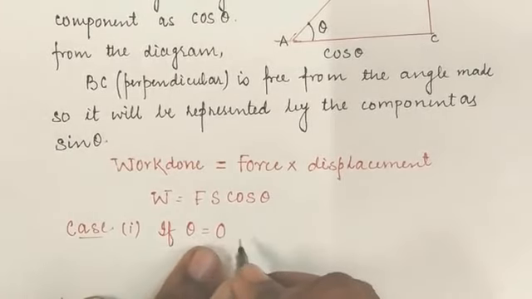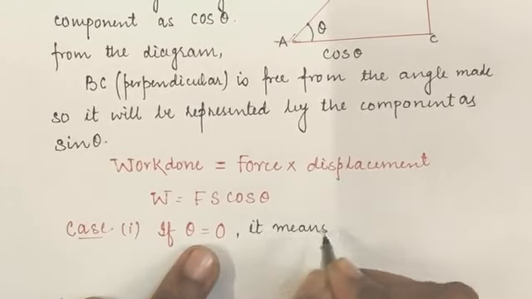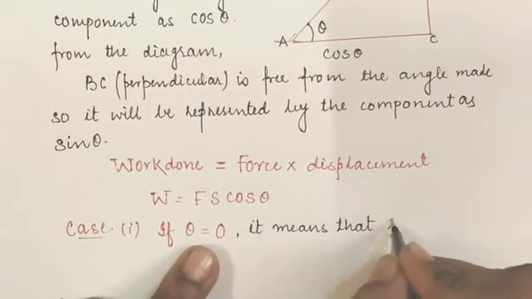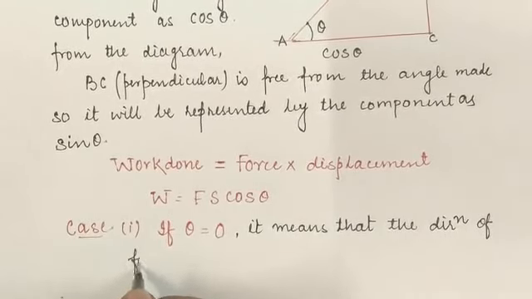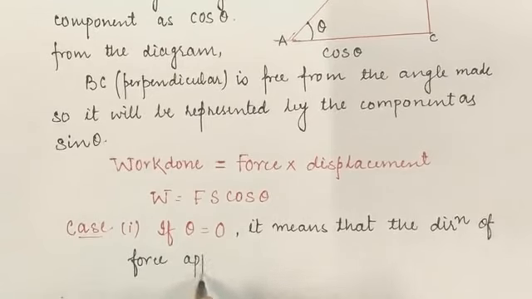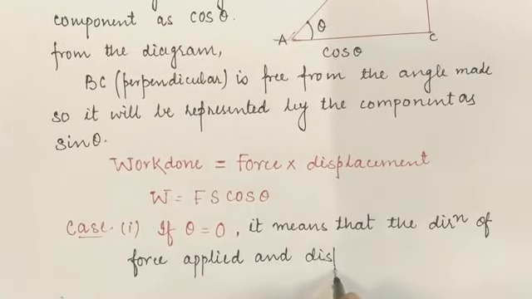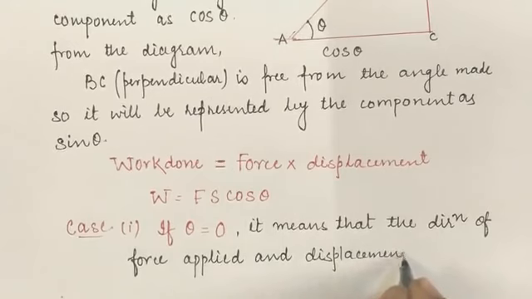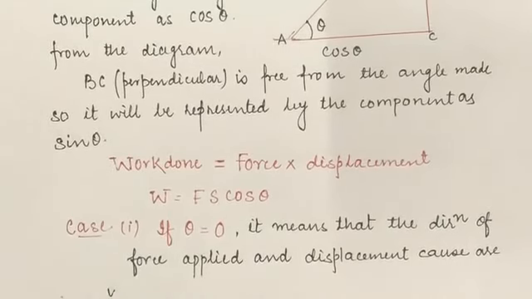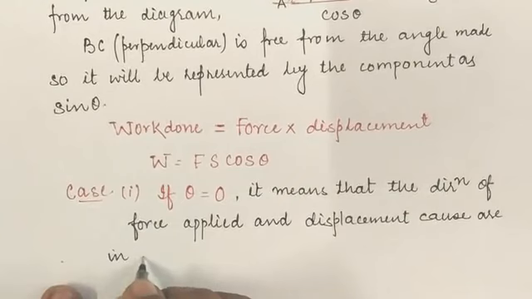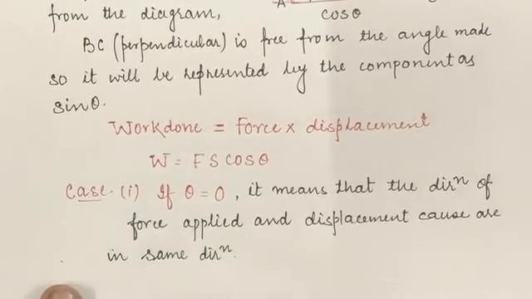If theta is equal to 0, it means that the direction of force applied and displacement caused are in the same direction, means both the directions are the same, then the angle will be 0 degree.